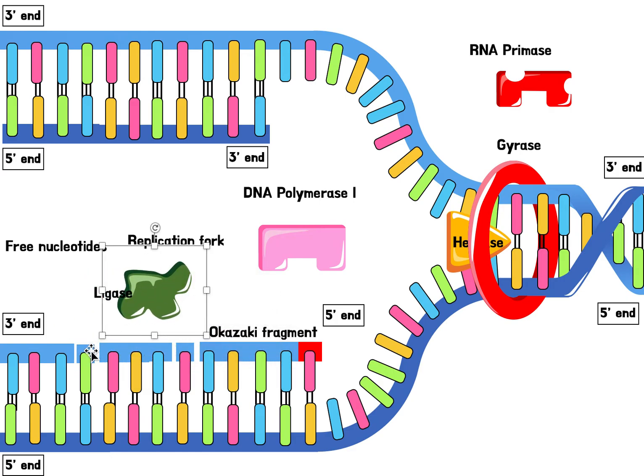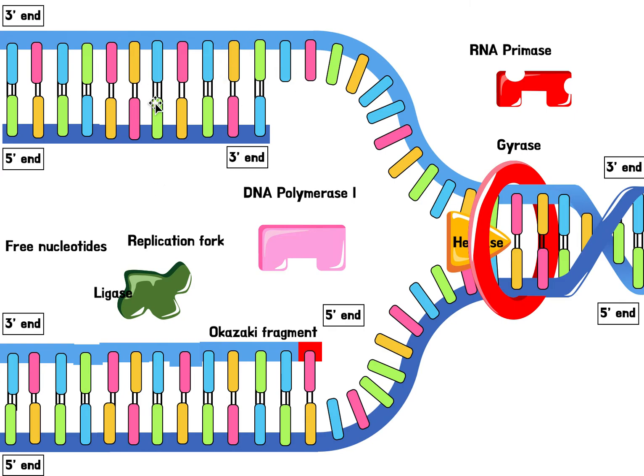So that's basically what it does. It's going to be hard to show here, but essentially it does this: it fixes these gaps in between, so that they're all connected strong and properly. That's basically what ligase does. So now we're done with the lagging strand and the leading strand. That's it. That's the entire process of replication.